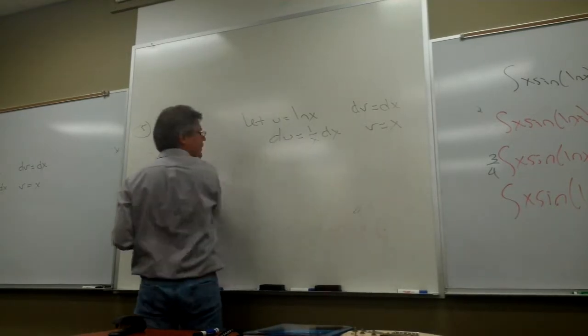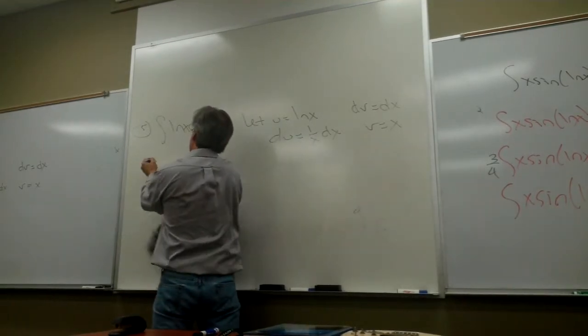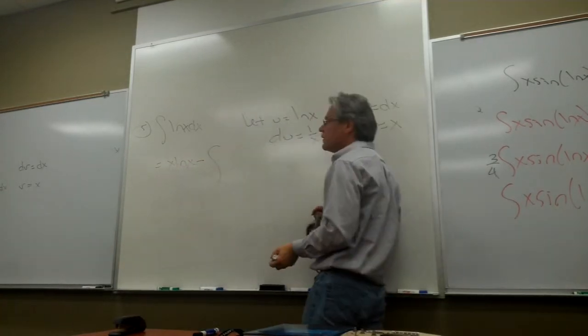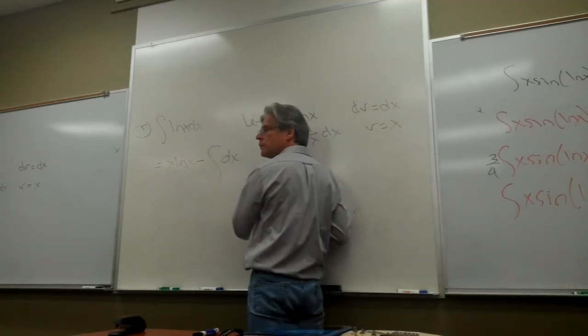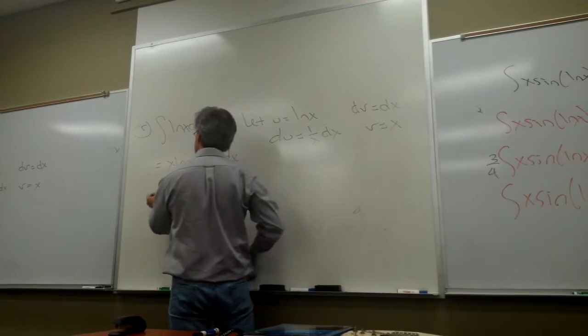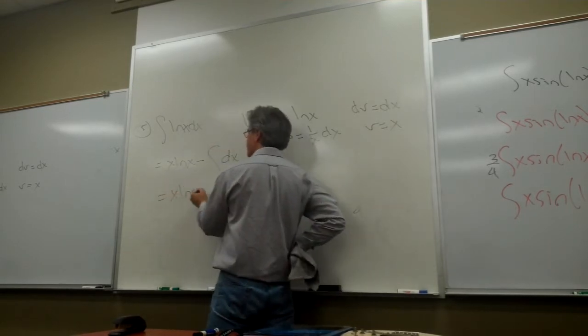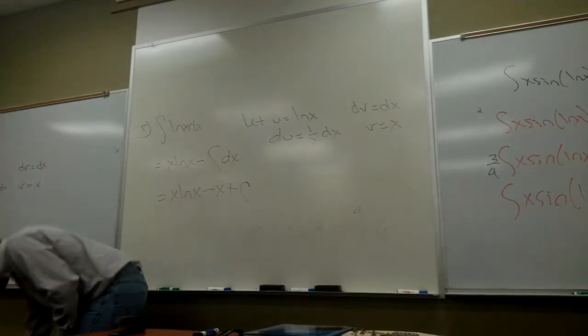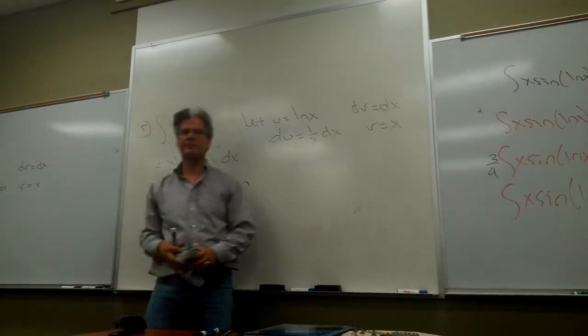That gives me the product of my u and my v, which in this case is x natural log of x, minus the integral of my v du, which is just simply 1. So I guess in the end, I merely have x natural log of x minus x plus c. I guess I can handle it.